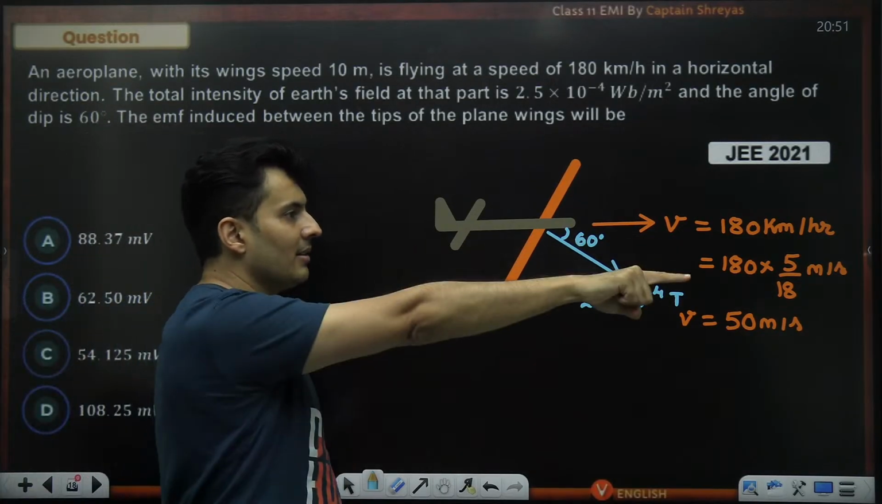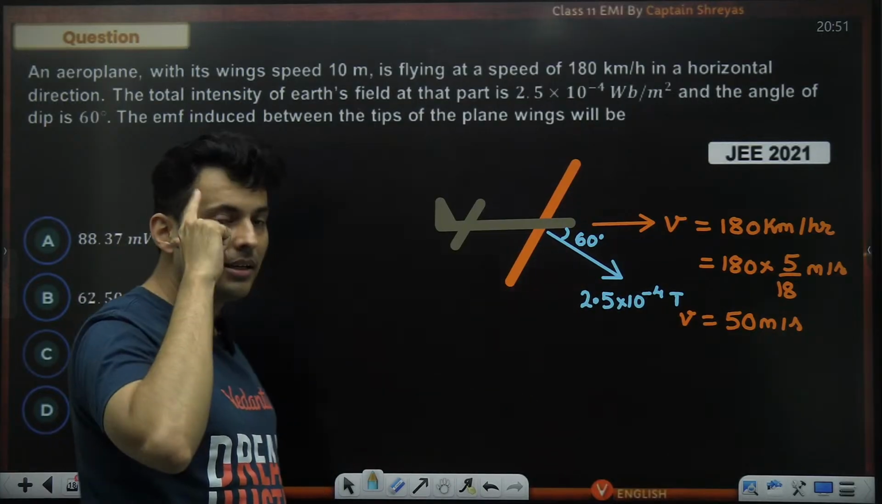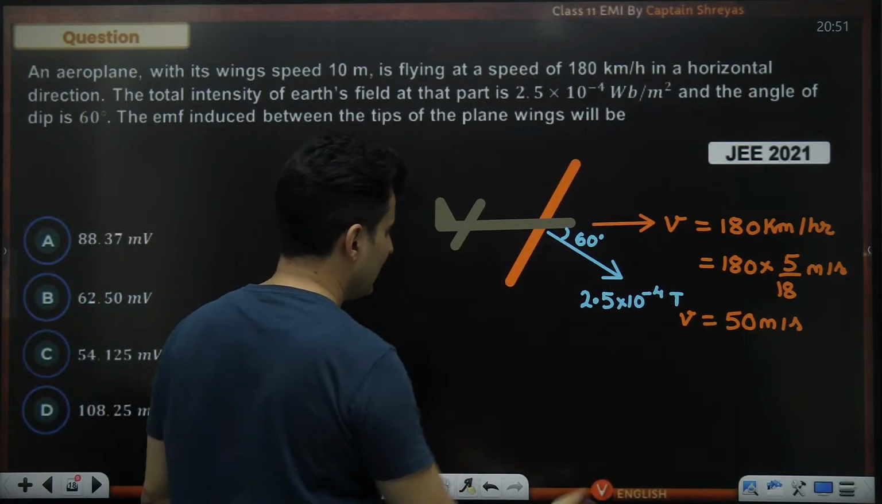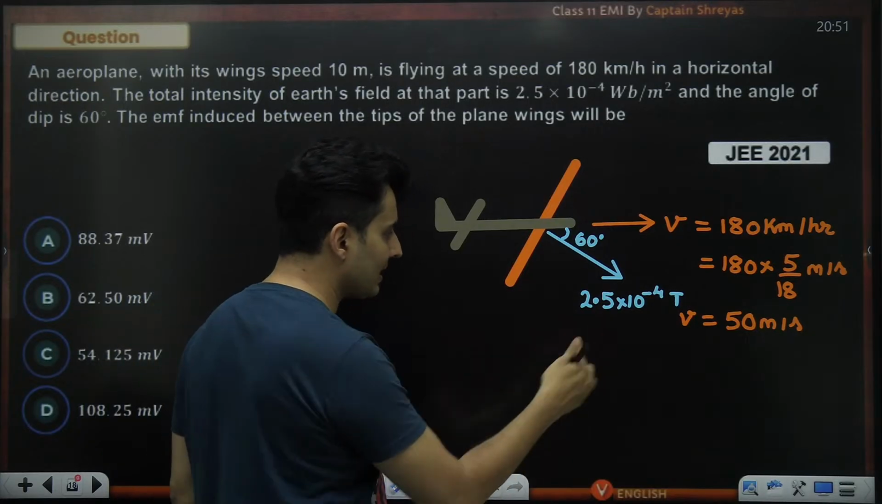First things first, let's do V cross B. Where is velocity? Here. Where is magnetic field? Down. So where will be V cross B? Think carefully, guys. Where will V cross B be? Yes, the V cross B will be directed inside.